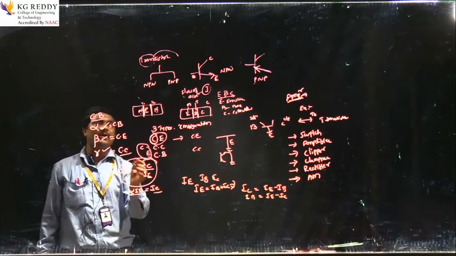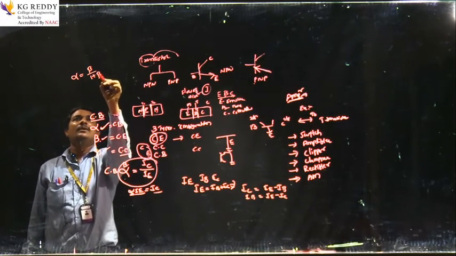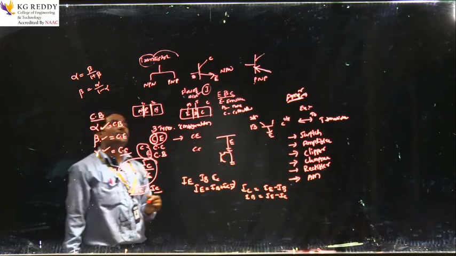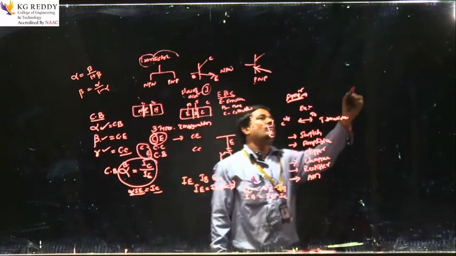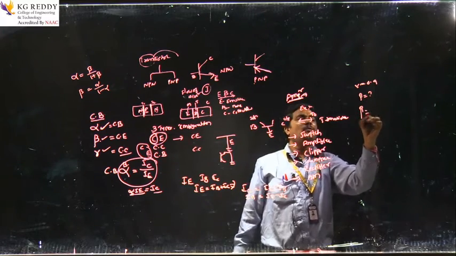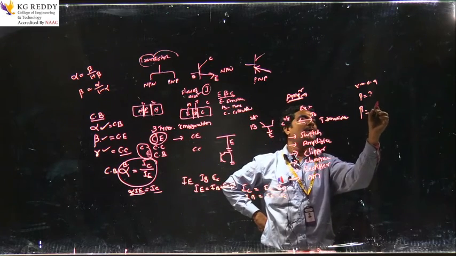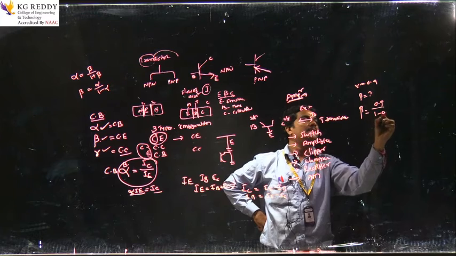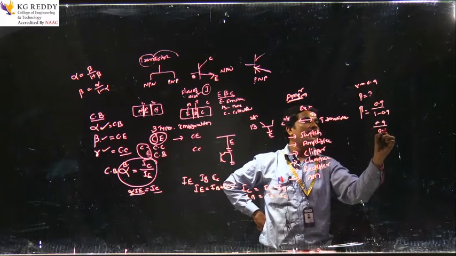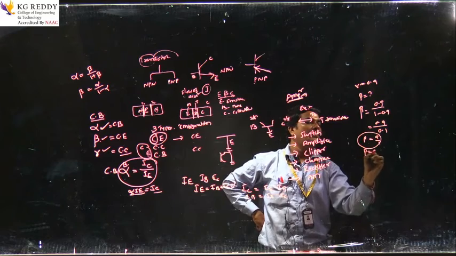And the relationship between alpha and beta: in terms of alpha, alpha equal to beta by 1 plus beta. In terms of beta, beta equal to alpha by 1 minus alpha. Let us take alpha value equal to 0.9. Find out beta value. What is the formula? Substitute alpha value in this equation to get the beta value. Beta equal to 0.9 by 1 minus 0.9. 1 minus 0.9 is nothing but 0.1, so 0.9 by 0.1 is 9 by 1. Finally we get beta equal to 9.